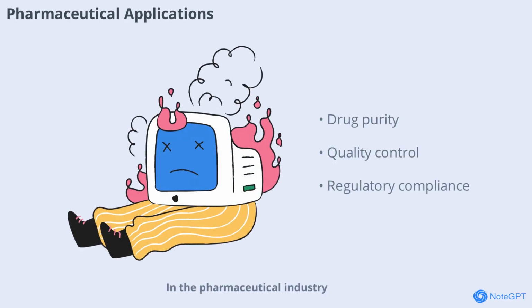In the pharmaceutical industry, titration is used to analyze the purity and concentration of drugs. Accurate measurements are essential for ensuring that medications are safe and effective. Titration helps manufacturers comply with strict regulations and maintain high standards of quality. Its role in drug development and quality control cannot be overstated.